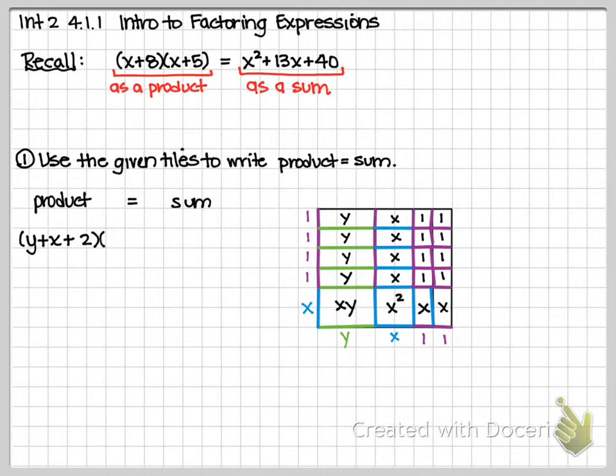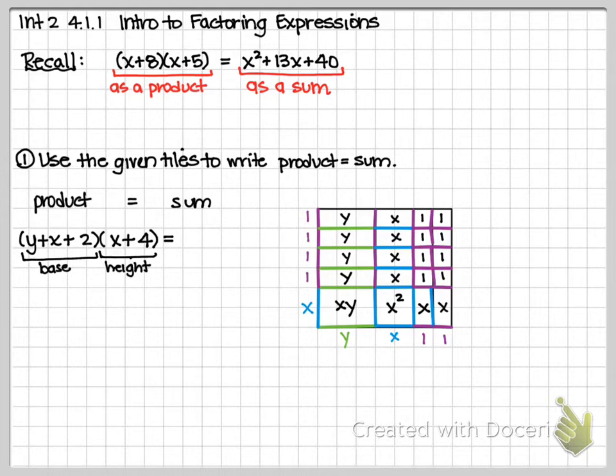Now let's do times the height. So the height looks like we have an x, and then it looks like we have 4 units. So there we go. That's going to be our product, since this y plus x plus 2 is the base, and x plus 4 is the height. Now to do the sum, we're just going to go ahead and add up all of the tiles inside as like terms, so just be careful.